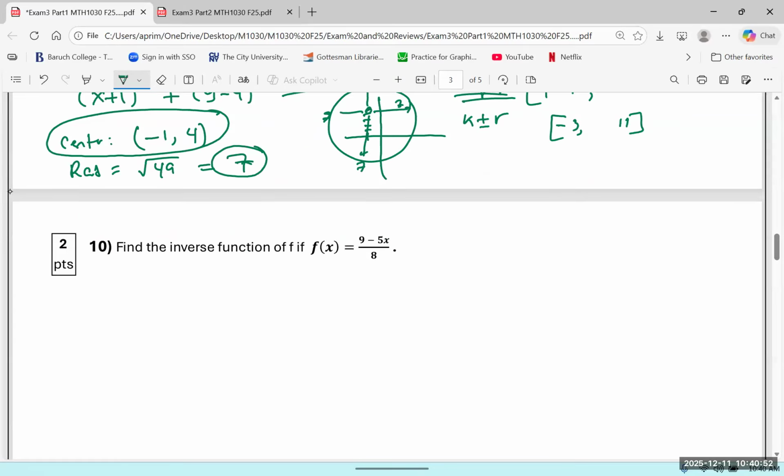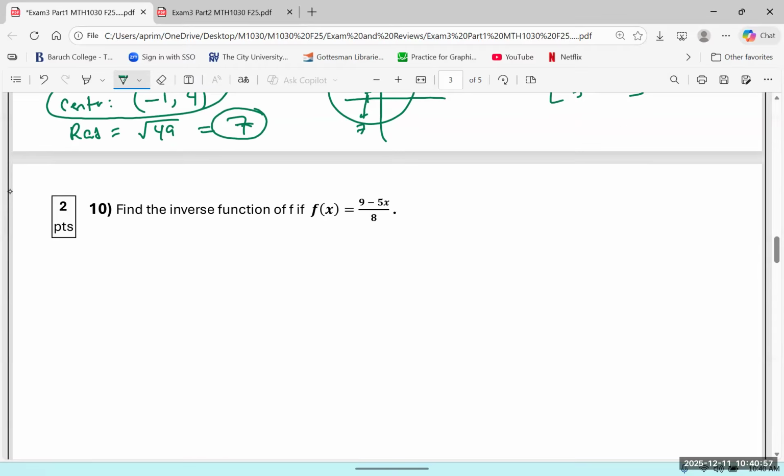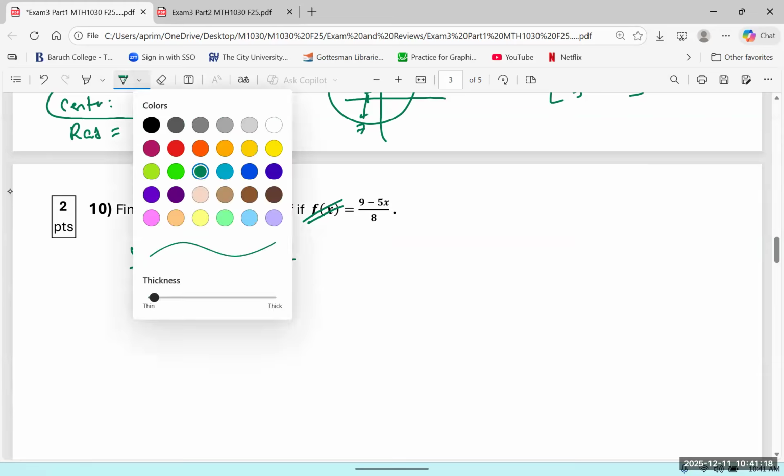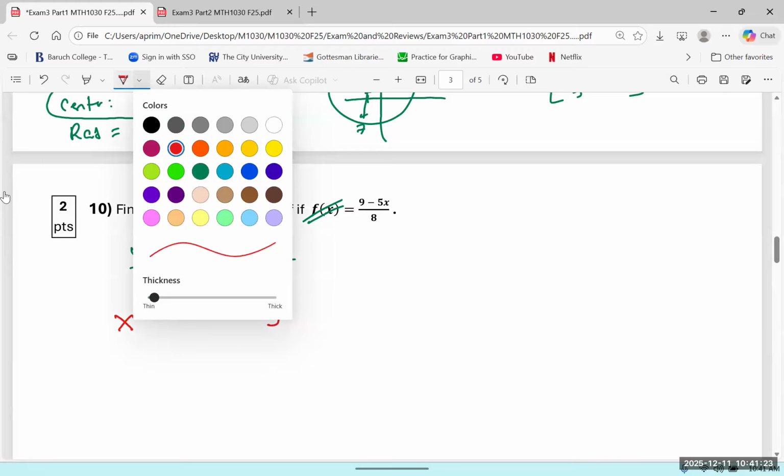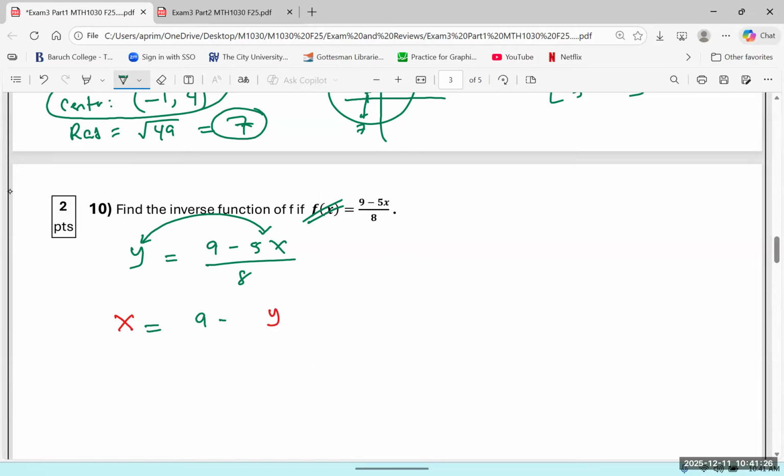The next final exam question is the inverse. You'll definitely have one inverse. So for inverse, our first step is to cancel out the f(x) and write this as y. So y equals (9 − 5x) divided by 8. Next thing we do is swapping x and y. So we got x here and y here. So x equals (9 − 5y) divided by 8.